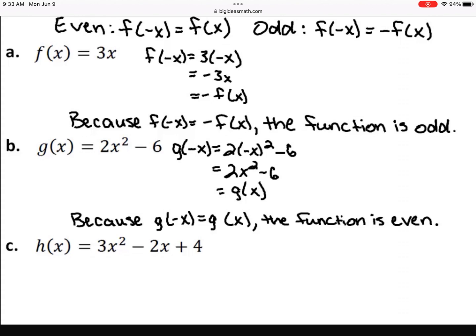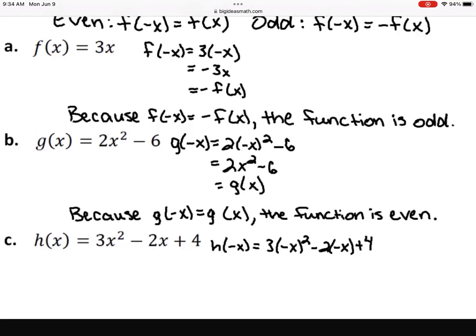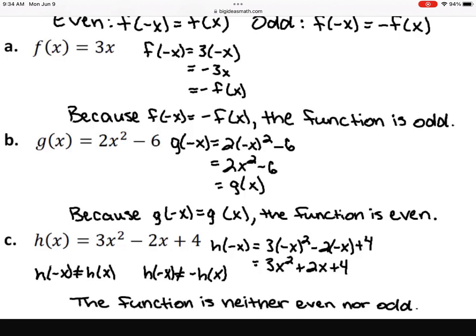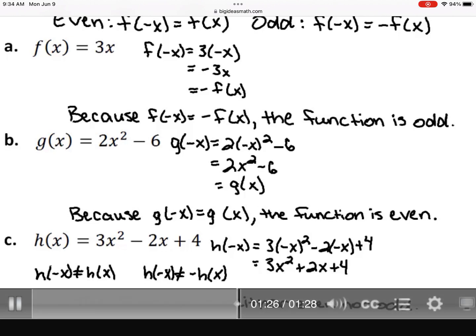Part C. H of x equals 3x squared minus 2x plus 4. Again, substitute negative x for x. The quantity negative x squared simplifies to x squared, and negative 2 times negative x is positive 2x. Because h of negative x does not equal h of x, and h of negative x does not equal negative h of x, the function is neither even nor odd.